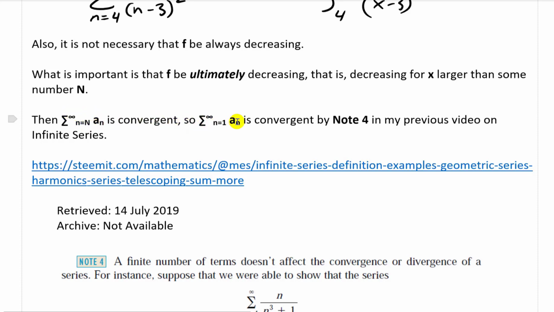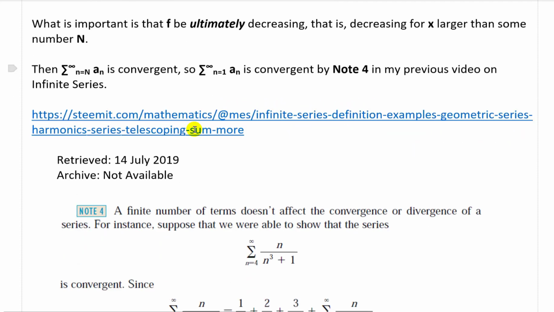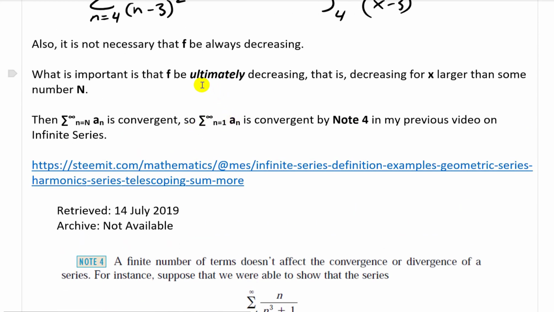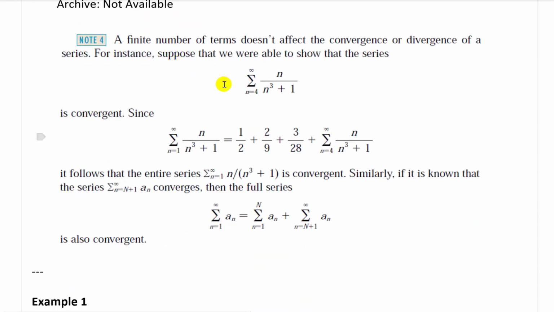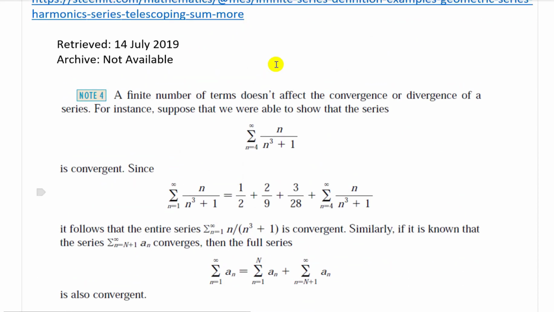So this is also convergent if the series from n equals 1 to infinity of an is convergent, by note 4 in my previous video on infinite series. So it doesn't need to always be decreasing, as long as eventually it starts decreasing. And this is from note 4 in my infinite series video, again from a screenshot from my calculus book. A finite number of terms doesn't affect the convergence or divergence of a series.